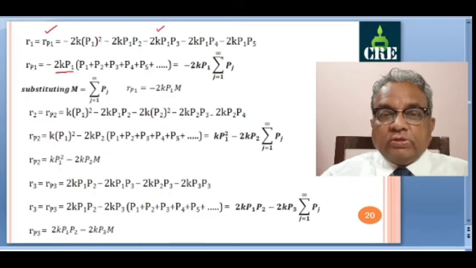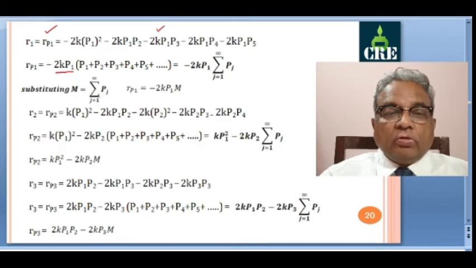So the summation of j is equal to 1 to infinity Pj, this is nothing but P1 plus P2 plus P3 and so on. So substituting m, which is nothing but the summation j is equal to 1 to infinity Pj, I can write this as minus 2k P1 into m. Rp1 is written as minus 2k P1 into m.